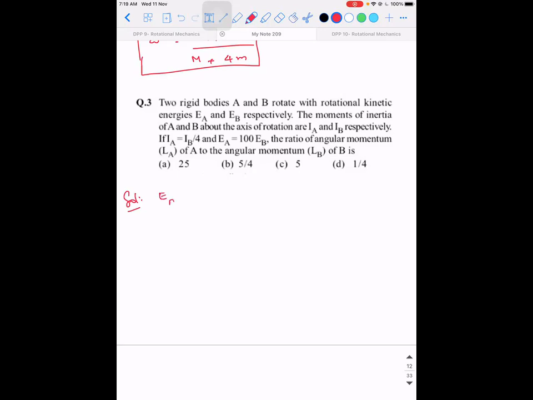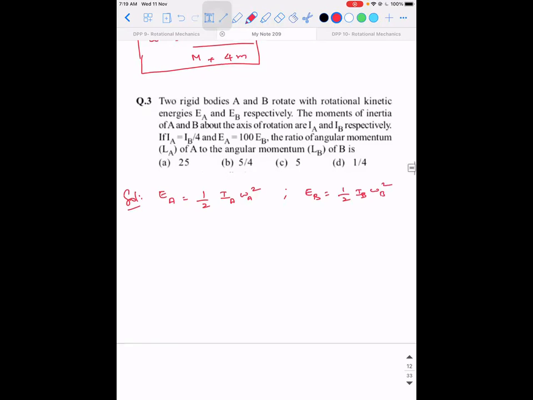So EA is how much, guys? Half IA omega A square. So EB is what? Half into IB into omega B square. That's what the information is. The moment of inertia of A and B about the axis are IA and IB respectively. IA is equal to IB by 4. EA is equal to 100 times EB.